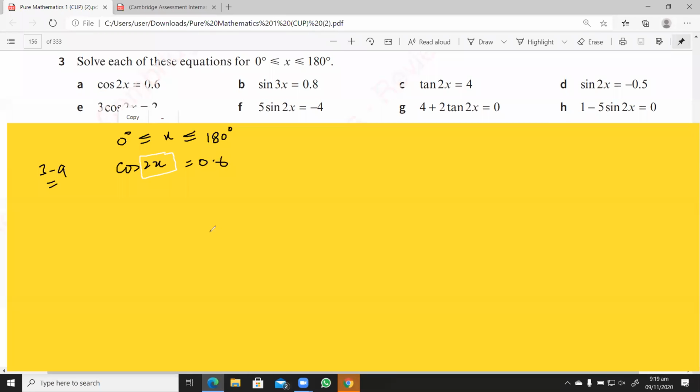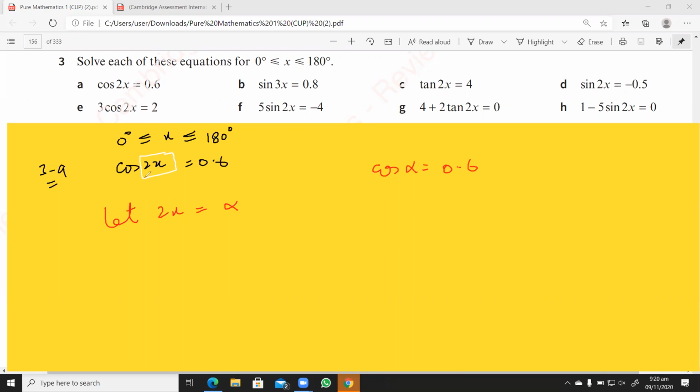Now, how to do that? You would say, let this 2x be equal to alpha. Let 2x equal alpha, okay? Now the equation becomes cos alpha equals 0.6. This equation is in terms of alpha now instead of x.